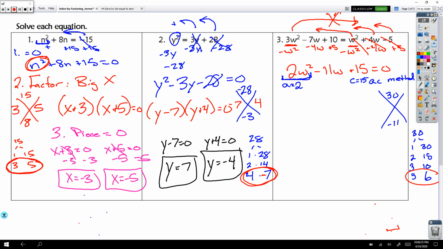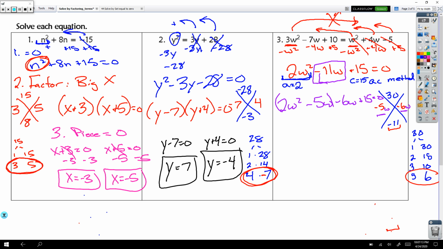So to get negative 11 here, I would need the 5 and the 6 to be both negative. So negative 5 and negative 6. Now remember, with AC method, that means that I'm replacing this middle guy with the two numbers I just found. So I'm going to slap some w's on both of those and place those in the middle. So the 2w squared stays. I'm changing the negative 11w to minus 5w, minus 6w, and then the plus 15.